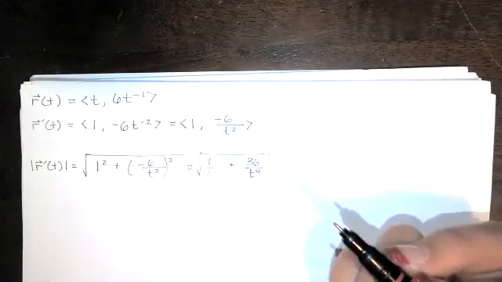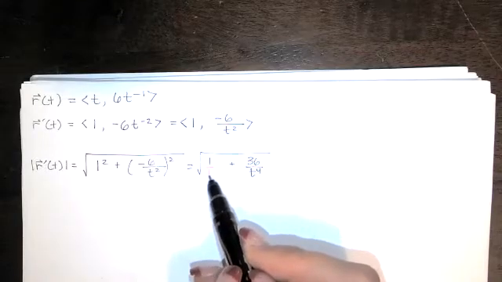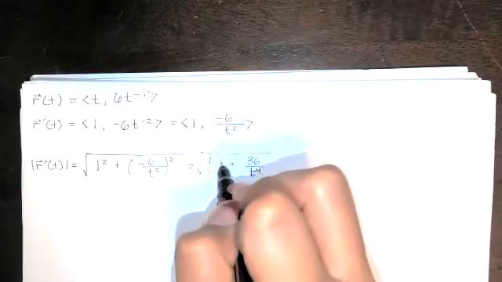Now, I want to get a common denominator over here. So I'll write that 1 as itself over 1. And since I want a common denominator, I need to multiply this 1 by a t to the 4th.